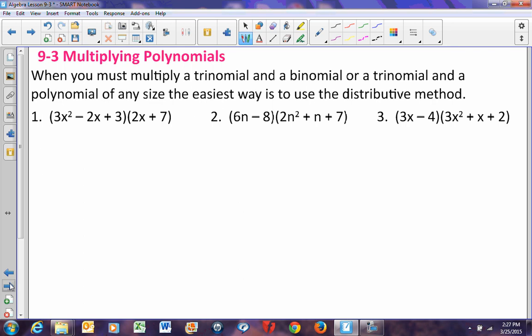So if I have this, now I have a trinomial, 3 terms, times a binomial, 2 terms. Again, I'm just going to use the distributive method. I'll use the distributive method one time. I'll use the box method the second time, so that you can see that they both work.